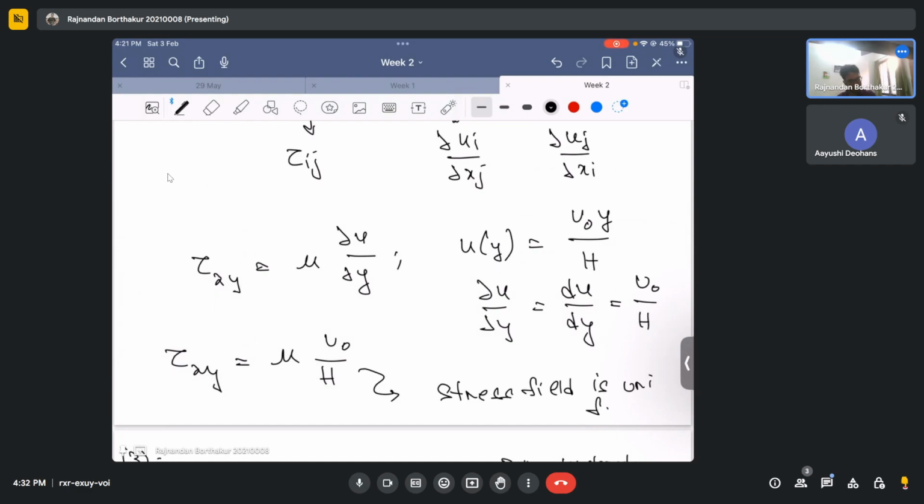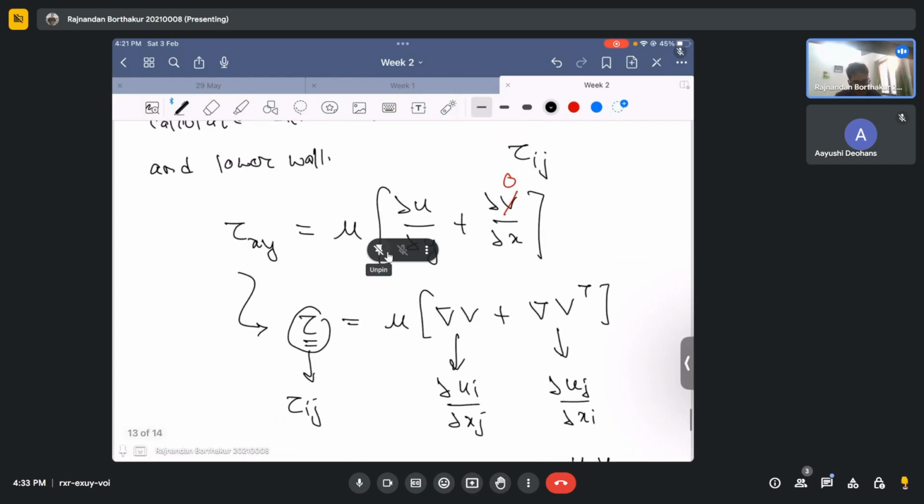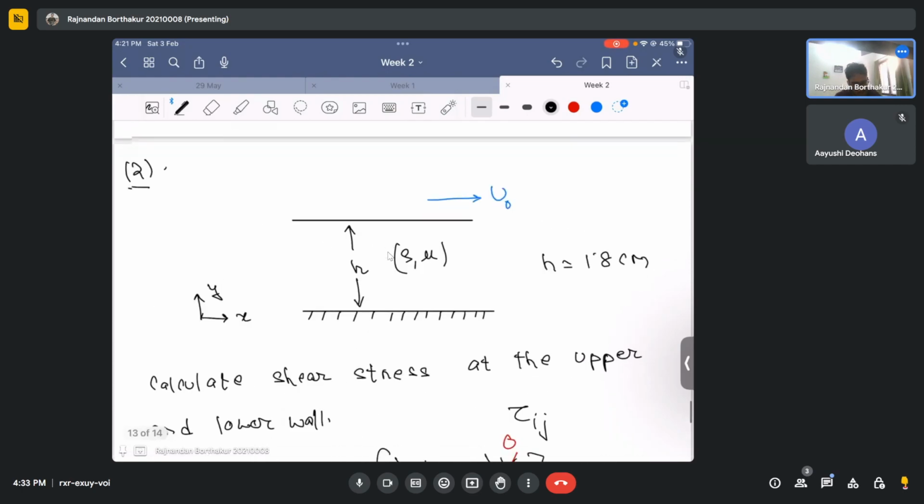Which means the wall shear stress will also be equal to this tau xy, and this is just tau w. That's it. So this is basically the formula of the wall shear stress that the question is actually asking us to solve for. I hope this is clear. This is a very easy problem. I hope this is clear.